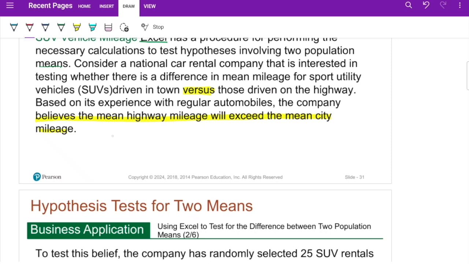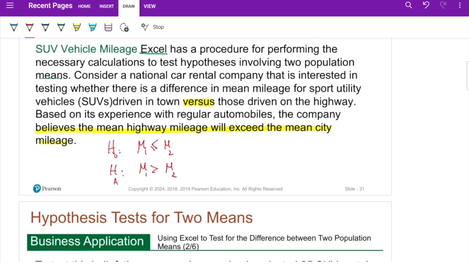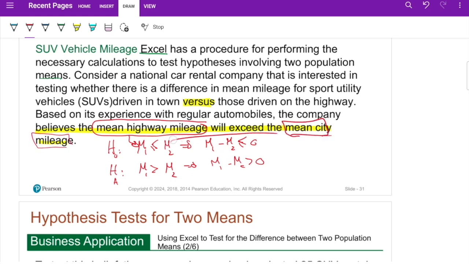So let's build this here quickly. My null hypothesis is mu1 is less than or equal to mu2. The alternative, they are saying that mu1 is greater than mu2. Mu1 is the first one, mu2 is the second one. So mu1 is the mean of the highway mileage, and the other one is the city mileage. You can again write this in other ways: mu1 minus mu2 is less than or equal to 0, and mu1 minus mu2 is greater than 0. Again, what is mu1? It is the mean highway mileage. This is my mu1. Mu2 is the mean city mileage. This is my mu2.